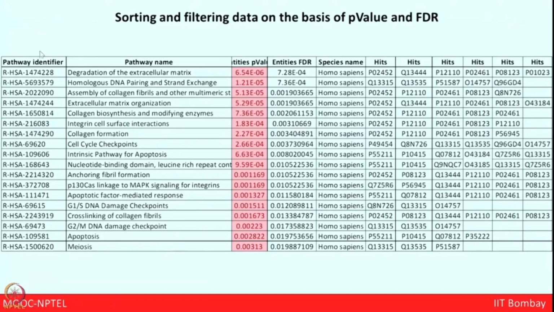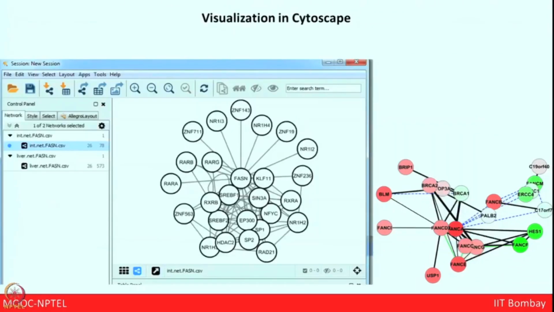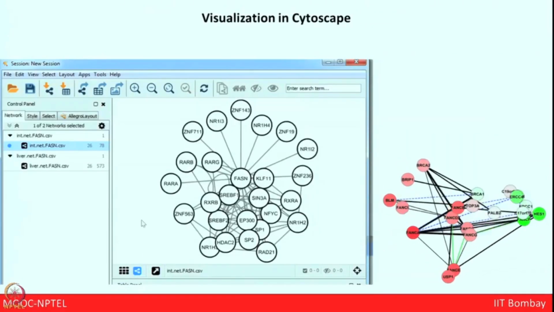As you can see, this is the table I have taken from the result file, and you can find the pathway identifier. These are nothing but the unique identifier ID of each pathway in Reactome. These are the pathway name, this is the p value, this is the FDR, species name, and these are the hits. That means these are the proteins from your sample data that are matching with this pathway. This data we can put into any kind of protein-protein interaction module, and from there we can take the .cif file or the JSON file and put it directly into Cytoscape and check what visualization comes.